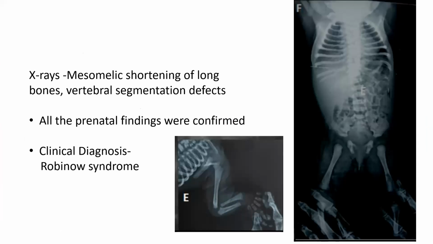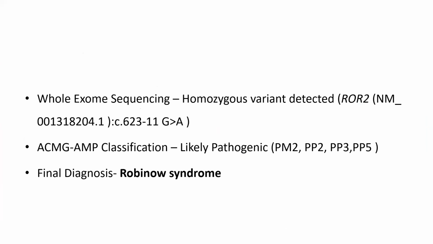And the diagnosis of Robinow syndrome was considered. Exome sequencing was done, and that confirmed the molecular diagnosis. We found a likely pathogenic variant in ROR2, and the diagnosis of Robinow syndrome was confirmed.